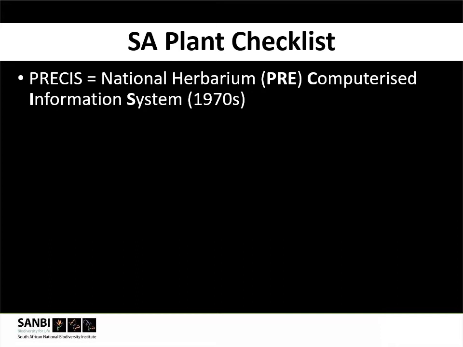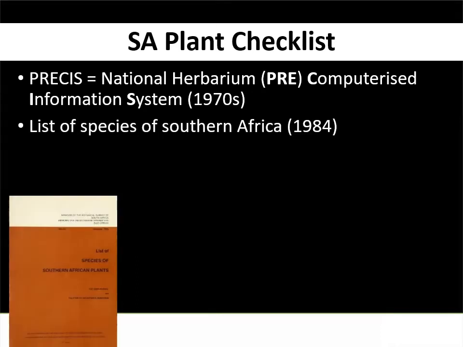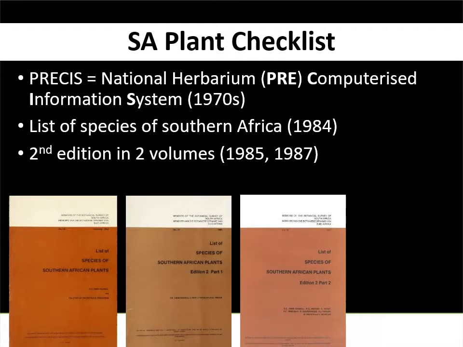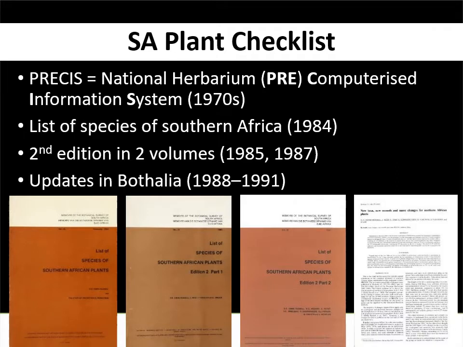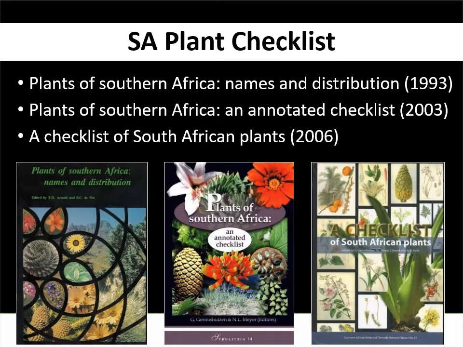The next few slides will illustrate how outputs of the backbone developed over the years. The first output contained a simple list of accepted names of Southern African plants. The second edition also included synonyms and references to recent literature, and updates to the backbone were regularly published in the journal Bothalia. Several updated, annotated versions of the checklist were published, and eventually these included regional distribution, life cycle, life form, plant height, and altitude.